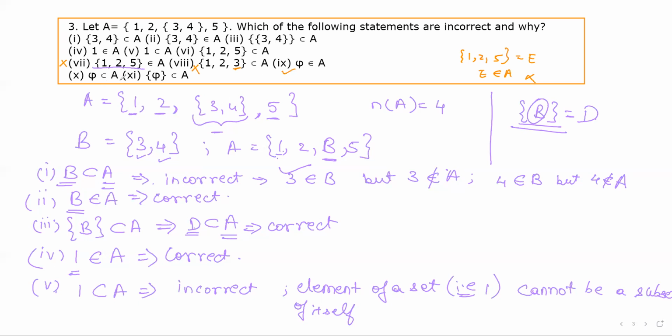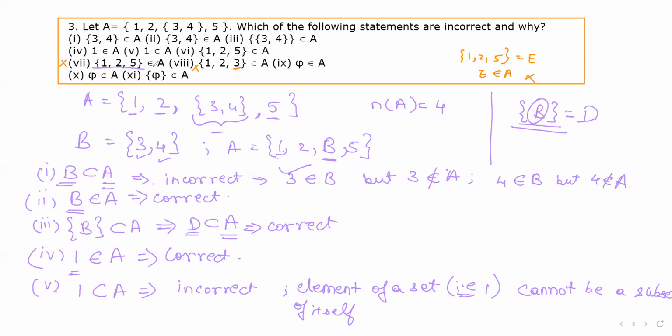Phi is a subset of A. Phi set contains no elements, and that no element is not present in A. So your 10th statement. Okay, hold on. Phi is a set, and you should not have. Sorry. Phi always belongs to A, but phi can never be a subset of A.